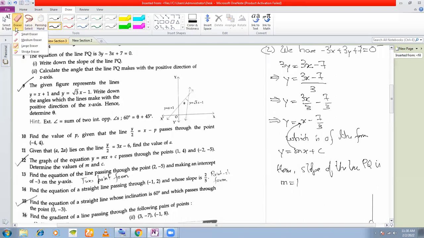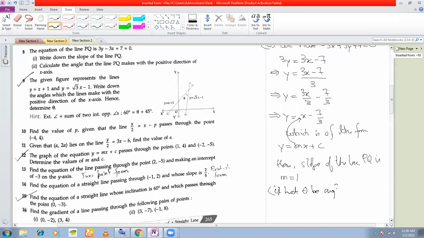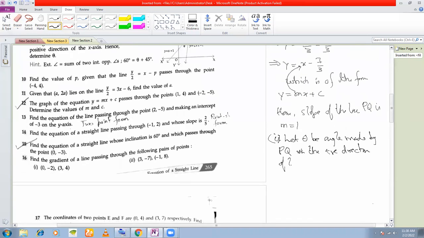That's it. So whenever you are required to find out the slope of a line, you'll always use the slope intercept form. Okay. Calculate the angle which PQ makes in the positive direction of the x-axis. That means they are asking you to find out the inclination. Okay. So let theta be the angle made by PQ in the positive direction of the x-axis.